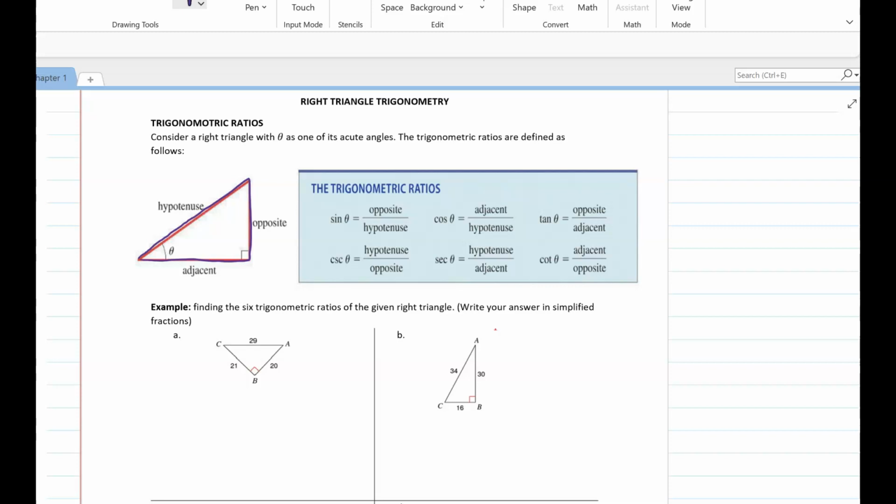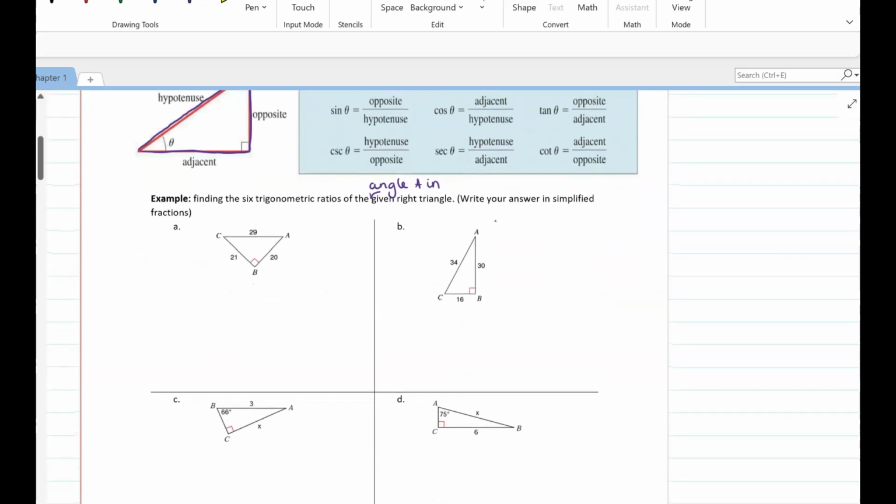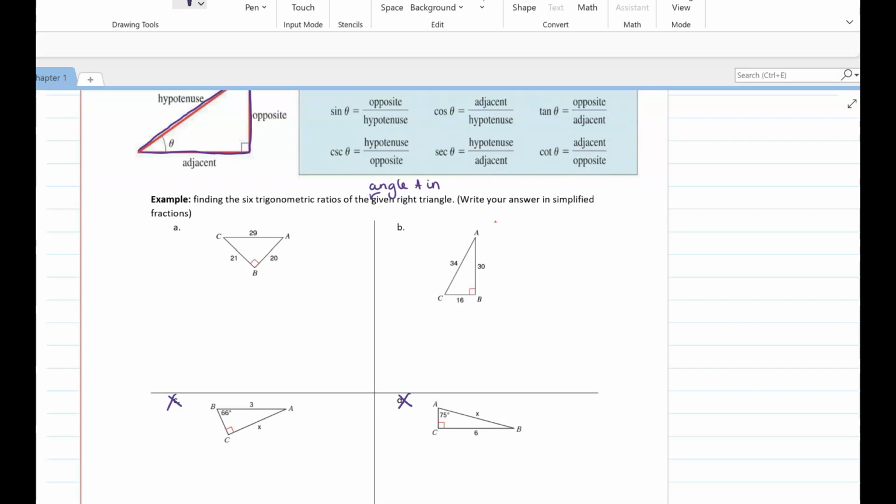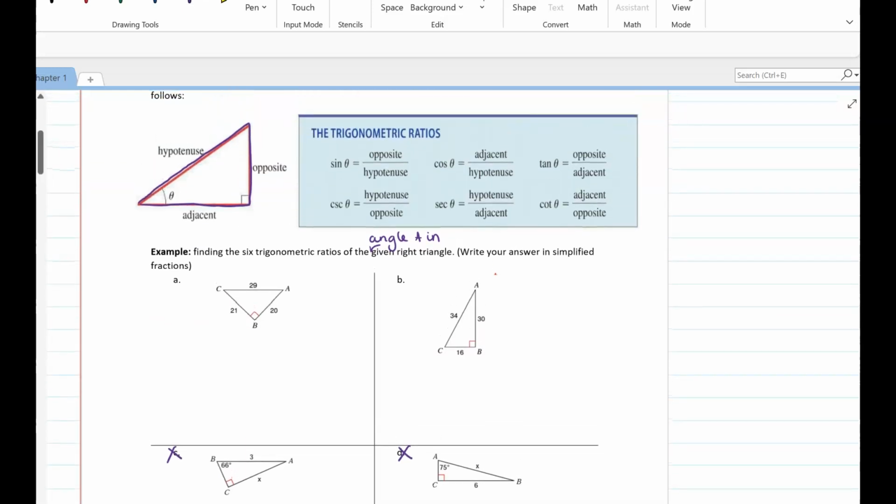In the first example, we want to find the trigonometric ratios of the angle A in the given right triangle. We shall go ahead and skip C and D. I put them in here by mistake. You need some inverse functions before you can solve this problem. We can come back to this later if you would like to do so. We will write the answers of the trigonometric ratios as simplified fractions.